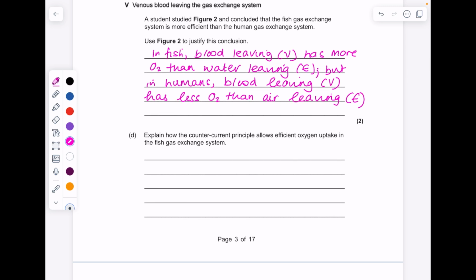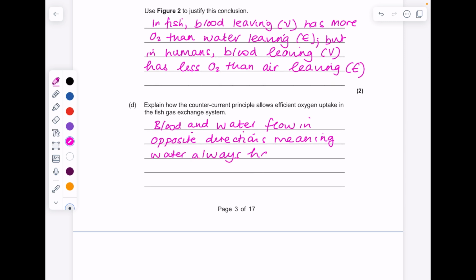Explain how the countercurrent principle allows efficient oxygen uptake in the fish gas exchange system. They love asking this. Remember, we're saying that blood and water flow in opposite directions, meaning that water always has a higher concentration of oxygen. So diffusion occurs along the whole gill plate.